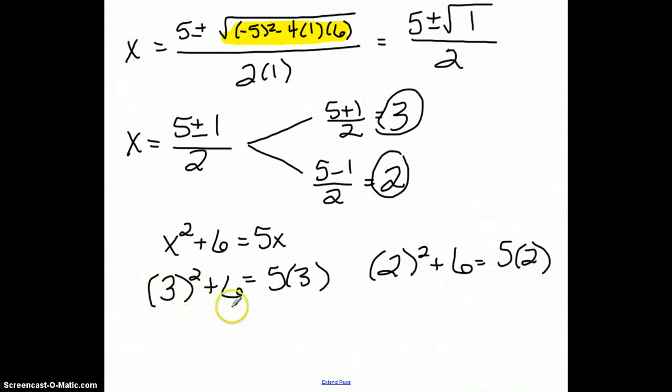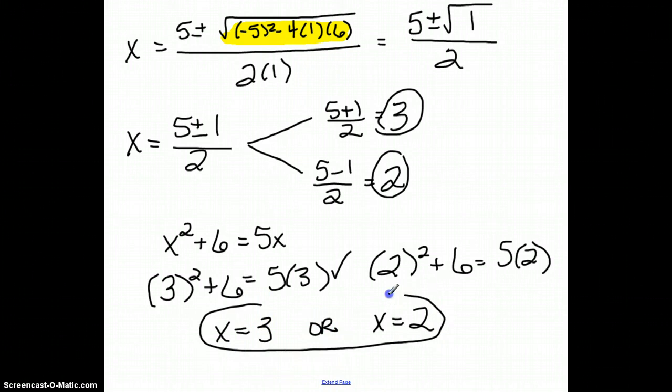So 3 squared is 9, and 9 plus 6 is 15. And then 3 times 5 is 15. So that checks out. So the 3 is good. On this one, 2 squared is 4, plus 6 would be 10, and 5 times 2 is 10. So that means x equals 2 is good. So here are 2 answers.